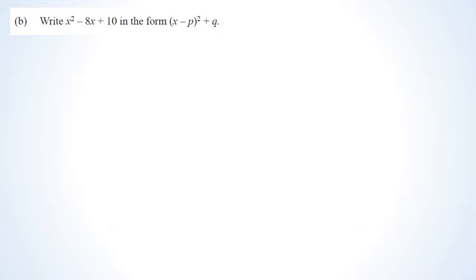So with question 1b, you've been asked to write this particular quadratic in the form (x minus b) squared plus q. This is the completing the square that we did the other day. So with this, all you have to do is work out half of negative 8. I'm going to write down x squared minus 8x plus 10. Now half of negative 8 is equal to negative 4.